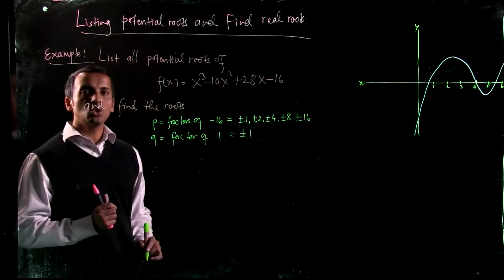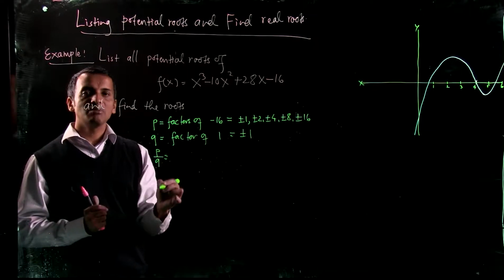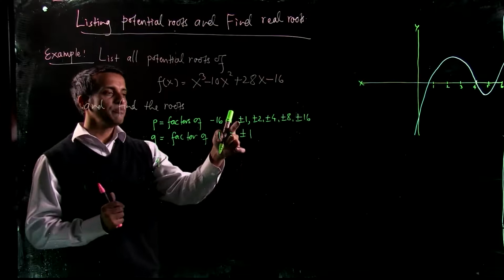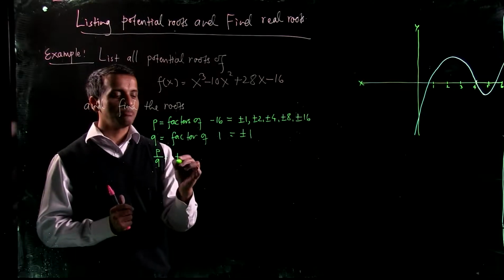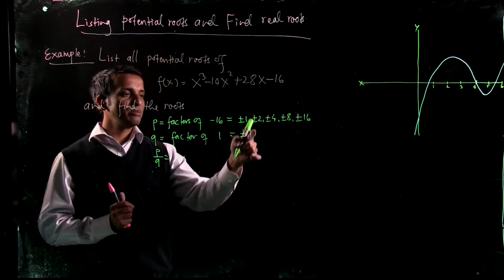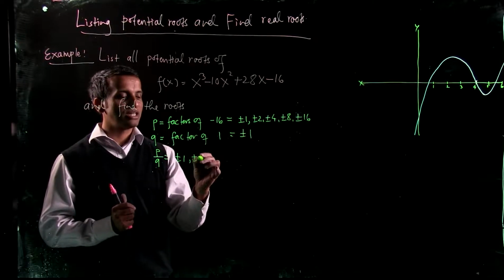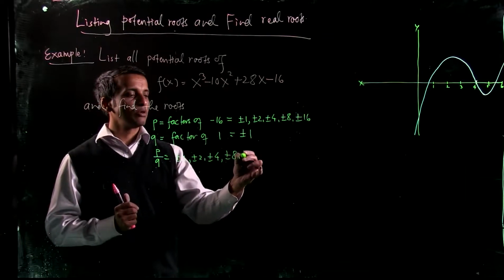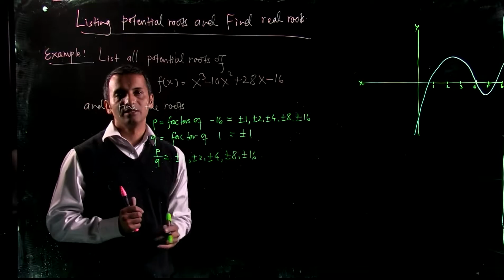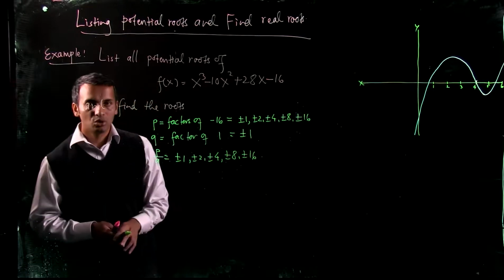Now the potential roots are the ratio of P and Q. So these are the potential roots. So here it will be plus minus 1 divided by plus minus 1, which is plus minus 1 itself, and then similarly divide 2, 4, 8 like that. So it will be plus minus 2, plus minus 4, plus minus 8, and plus minus 16. Okay, so this is the list of potential roots.